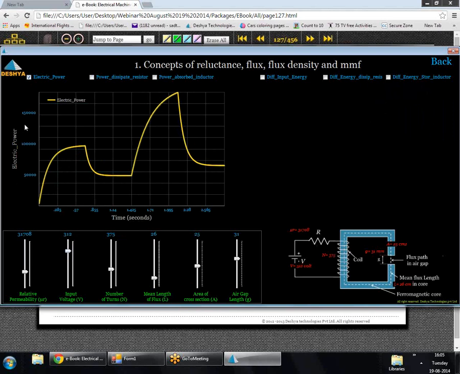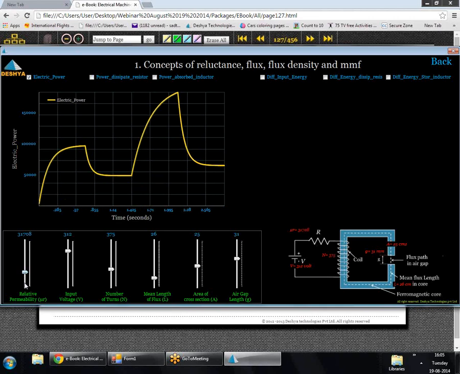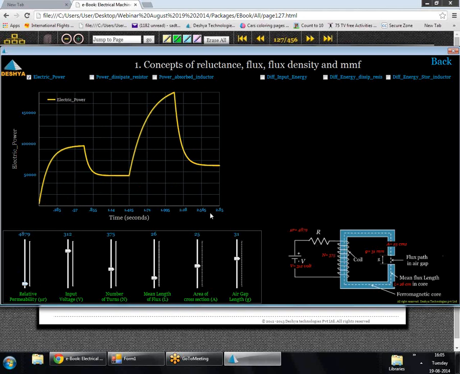So if you observe the y-axis carefully, the y-axis has changed. If I change my relative permeability by a certain factor, you will see that my x-axis changes, because by changing the relative permeability I am changing the inductance, and with a change in the inductance the rise time and the fall time of the current would change.